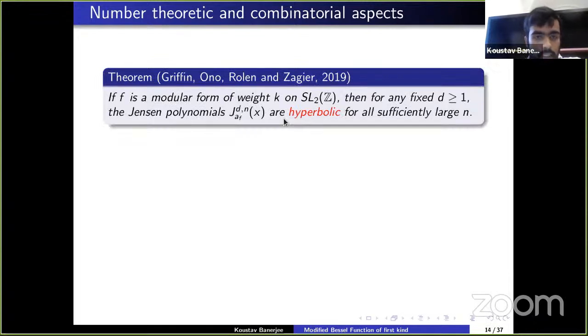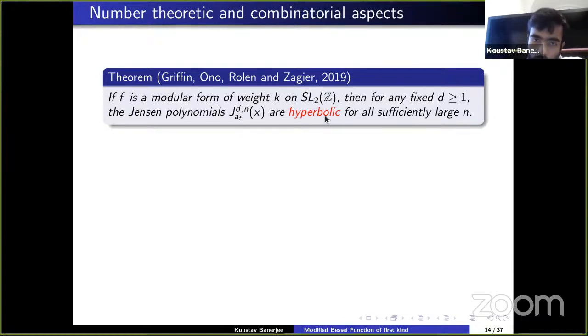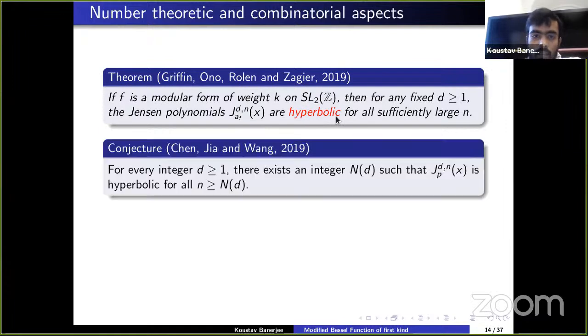So in 2019, Michael Griffin, Ken Ono, Larry Rolen, and Don Zagier proved that if f is a modular form of weight k on SL2Z, then for any fixed d greater or equal to 1, the Jensen polynomials associated with the Fourier coefficients a f, with degree d and shift n, are all hyperbolic for all sufficiently large n. Sorry, what do you mean by hyperbolic? This is called that the Jensen polynomials all have real zeros. This is the definition of hyperbolic. So now we trace back to the conjecture of Chen, Jia, and Wang.